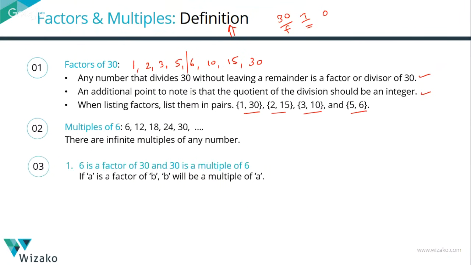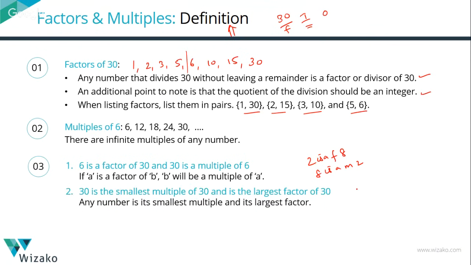Some properties, some ideas about it. If 6 is a factor of 30, then 30 will be a multiple of 6. If A is a factor of B, then B will be a multiple of A. 2 is a factor of 8, so 8 is a multiple of 2. So these factors and multiples are like a parent-child kind of relationship.